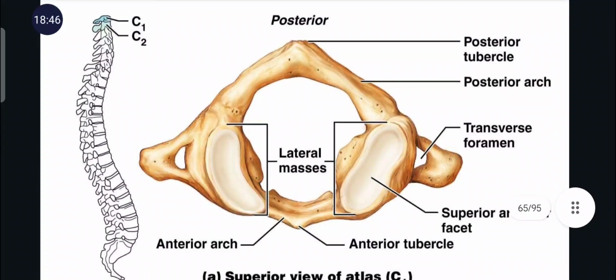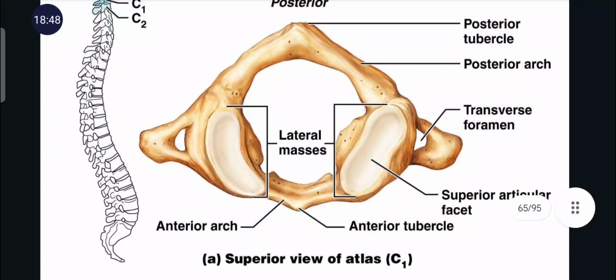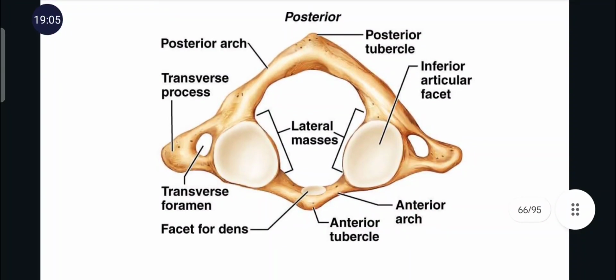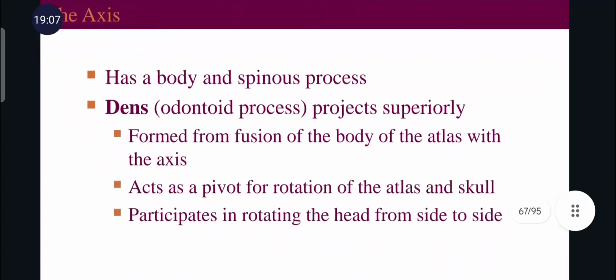So this is the structure of the first cervical vertebra called the atlas, which consists of facets for articulation with the occipital bone, transverse foramina at the 2 sides, and the central vertebral foramen for the passage of the spinal cord. This is the posterior view of the same.